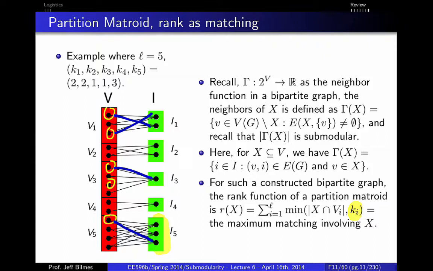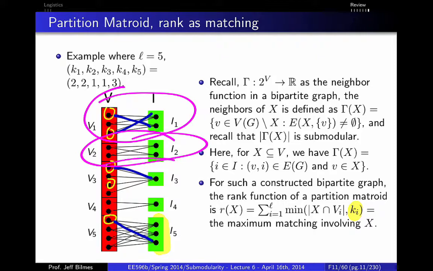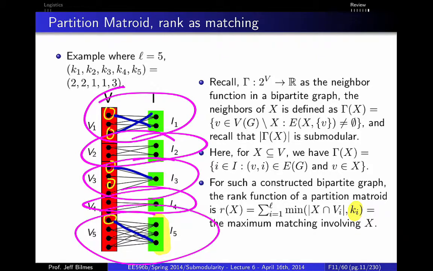Now, one thing you should note is that this bipartite graph is not connected. It consists of multiple connected components. Namely, we have this connected component, and this one, and this one, and this one, and this one. So we have multiple connected components. There's no edge, say, that goes from here to here. And that particular bipartite graph corresponds to a partition matroid and gives us, via matchings, the partition matroid rank function.